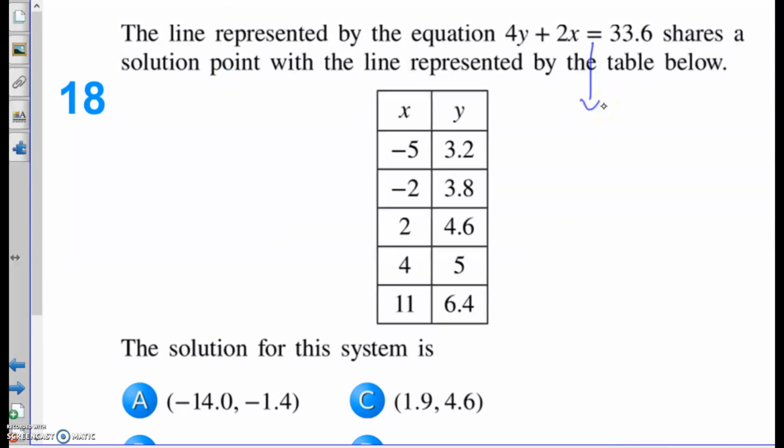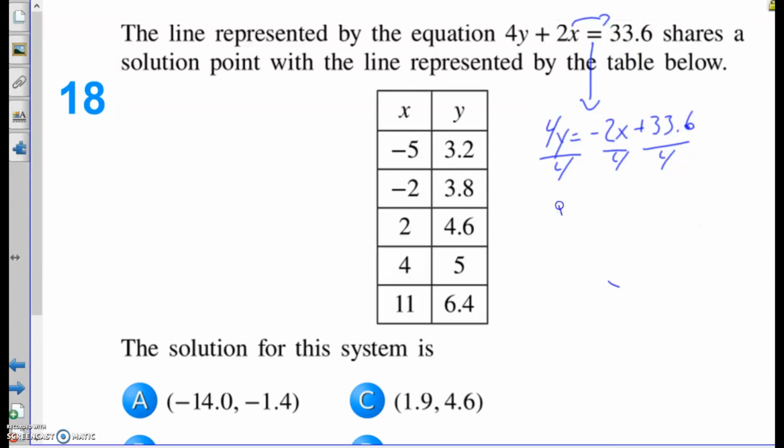And I'm going to use my calculator for systems questions like this. But I want to get this in slope-intercept form first. First thing is move the 2x to the other side. So 4y equals negative 2x plus 33.6. And then I'm going to divide by 4 to get y alone, right? I minus 2x to move it to the other side. That's why it's negative over there.